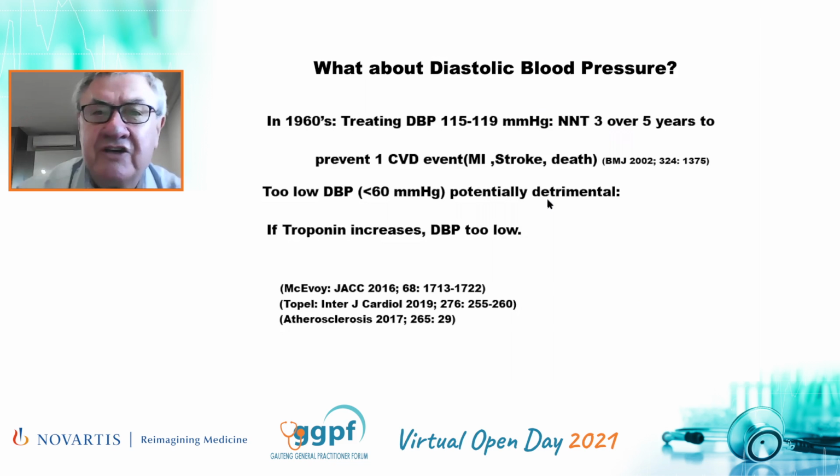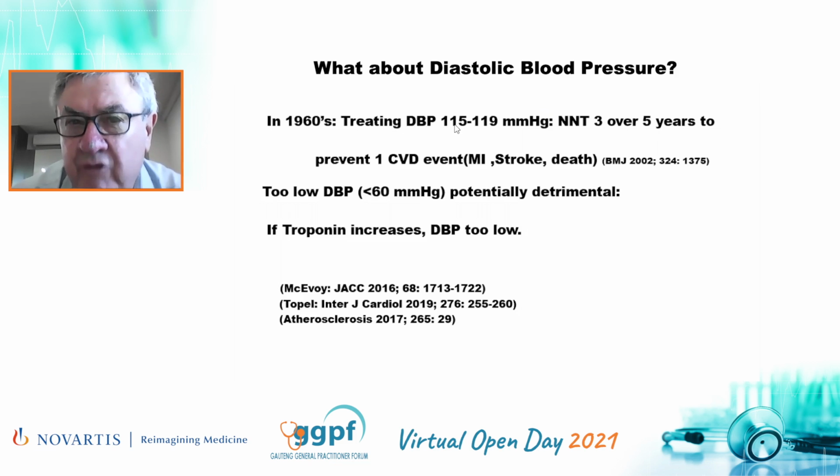So what about diastolic blood pressure? We don't often hear about it. In the 1960s, when the first trials were done on hypertension, they only looked at diastolic blood pressure. Now, if your untreated diastolic blood pressure is between 115 and 119, the number needed to treat over 5 years is only 3. You only need to treat 3 of these people to prevent the first cardiovascular event.